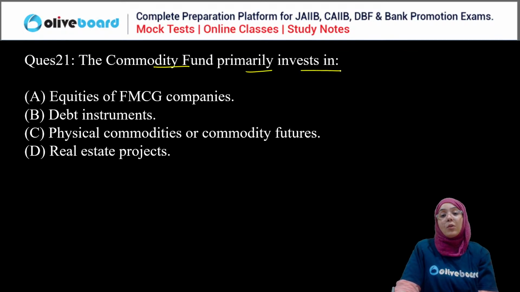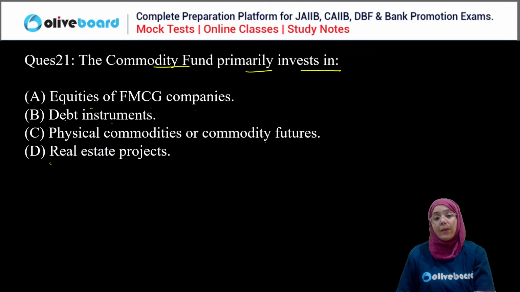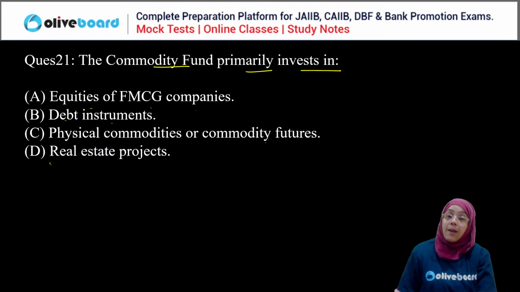Commodity funds primarily invest in what? Equities of FMCG companies, debt instruments, physical commodities or commodity futures, or real estate projects. Commodity funds primarily invest in which of the following? Please answer this question.